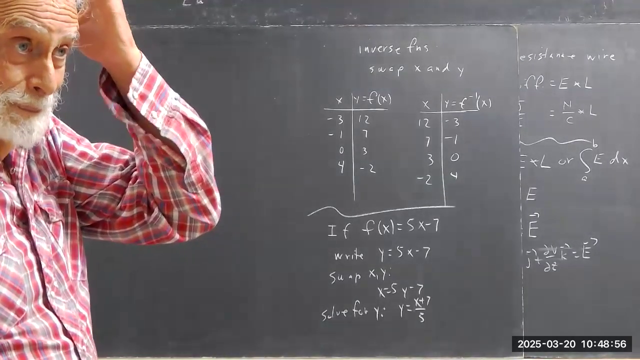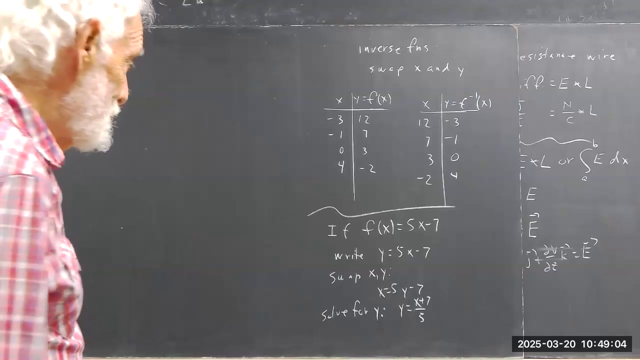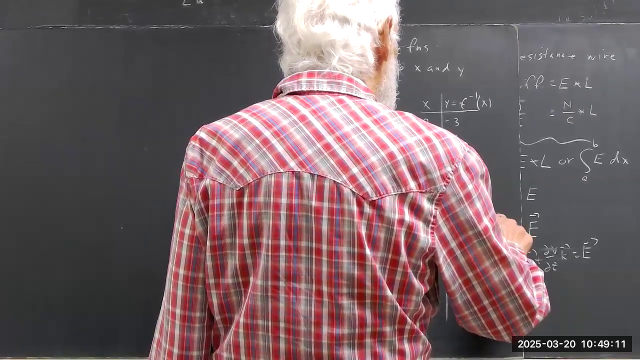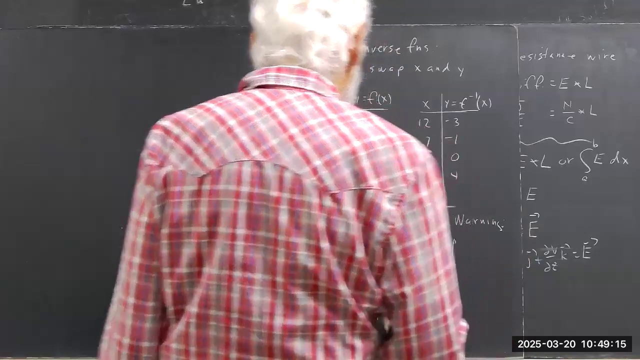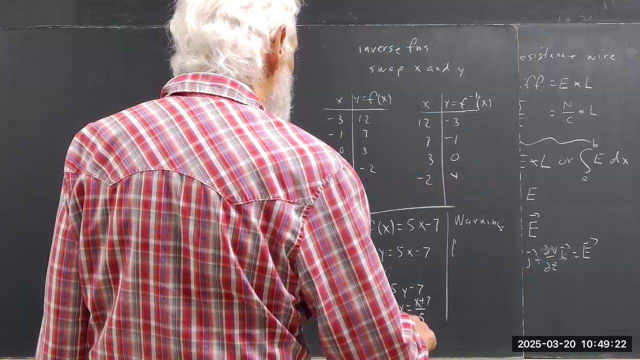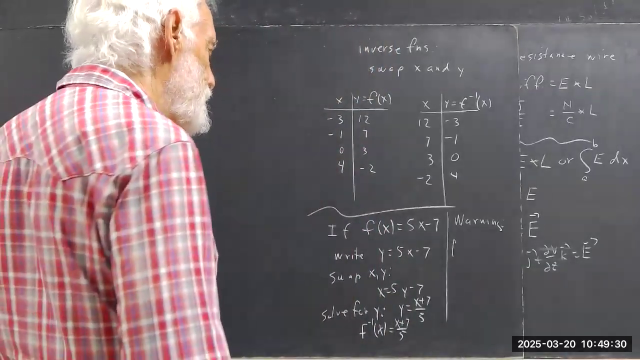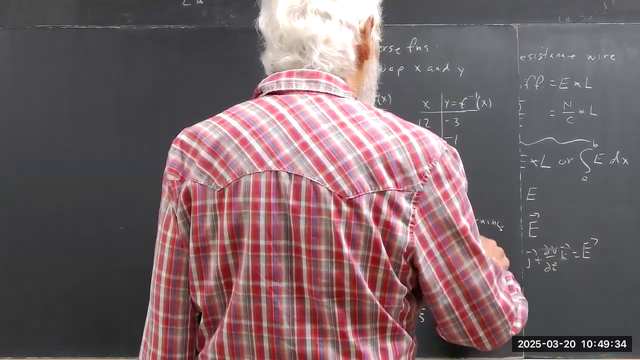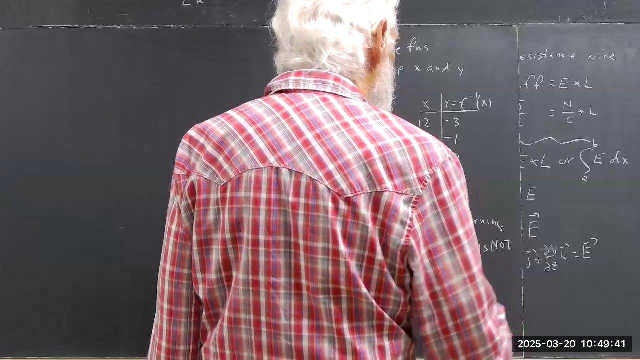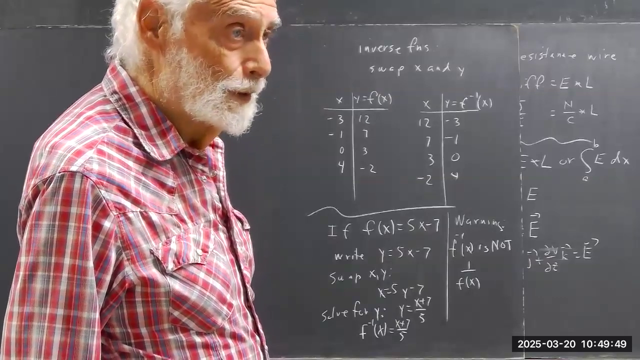Now, I had numerous people, including maybe some people in this class, who wrote the reciprocal. Okay, well, you get this. So now f inverse of x equals (x plus 7) over 5. Now, f inverse of x is not the reciprocal of f of x. We're talking about the inverse function, okay?